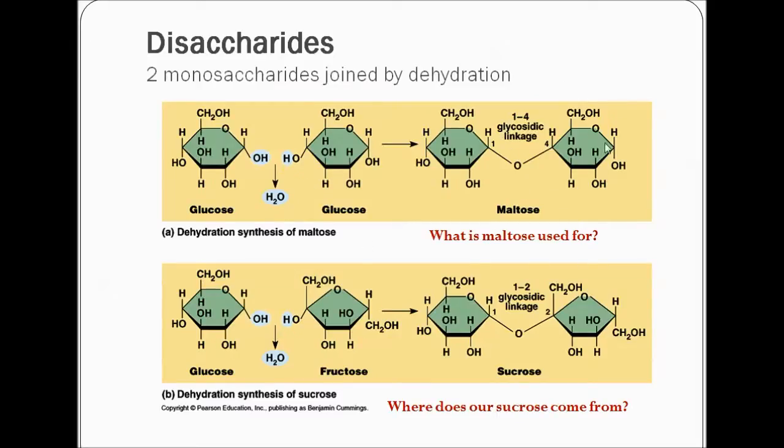So maltose here, what's it used for? If you're a beer drinker, you're familiar with that. That's the sugar in malt, making beer. Sucrose is our table sugar. When you put your table sugar in anything, you're breaking that bond right there to release those 2 monosaccharides.